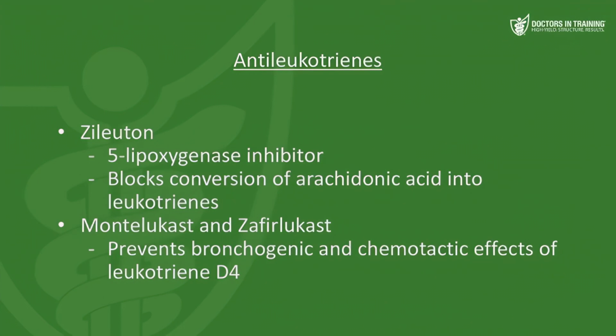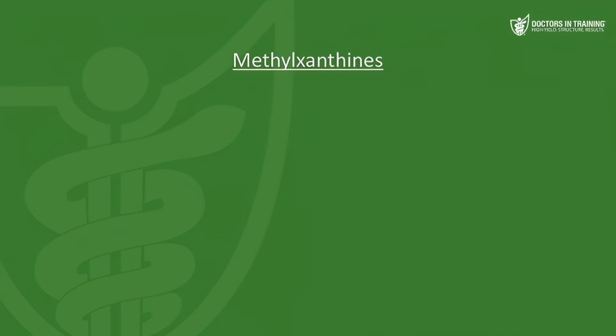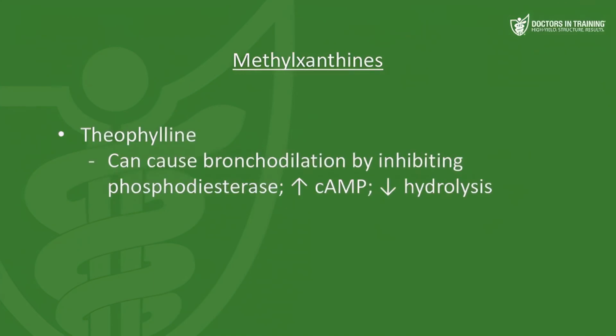Zafirlukast and montelukast block the receptors, preventing the bronchoconstrictive and chemotactic effects of leukotriene D4. These are helpful in aspirin-induced and allergic asthma. Methylxanthines, the one most well-known is theophylline.